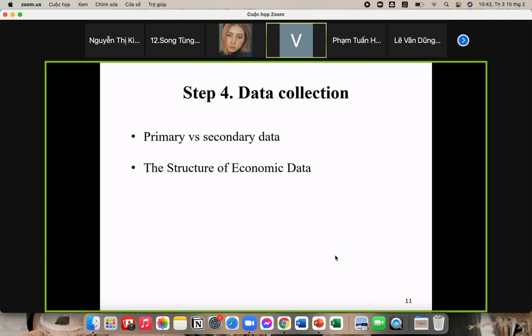And step 4, data collection. Step 4, data collection.